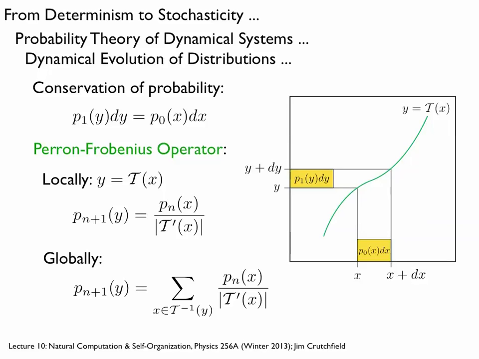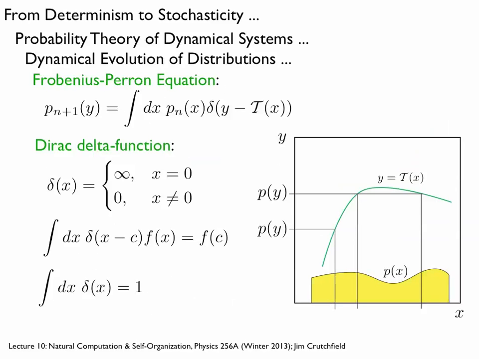This notation here means the set of x's that are the inverse images of y. So I'm sitting here and asking, oh, here's one contribution, maybe T of x is over here, I have another contribution. Okay, so this is the Perron-Frobenius operator way of thinking about it. The cleverer and more analytic way of doing this is called the Frobenius-Perron equation. And this is the actual operator we'll use. So let me explain the equation first, and then I'll describe graphically how it's working.